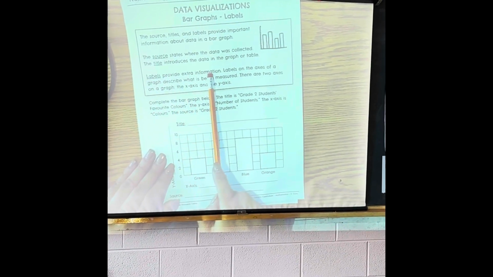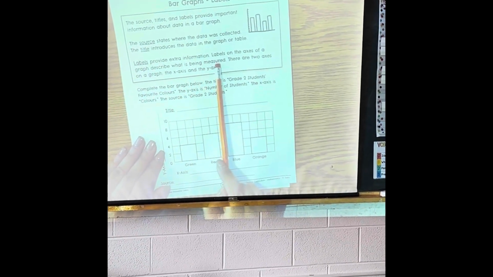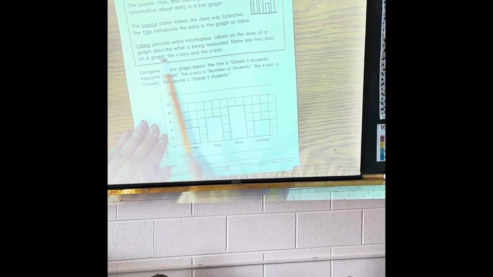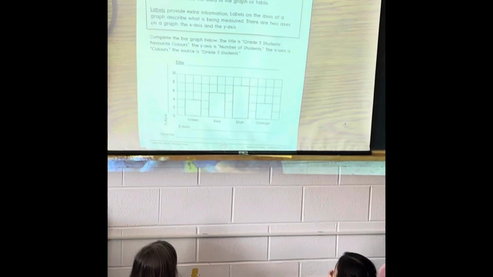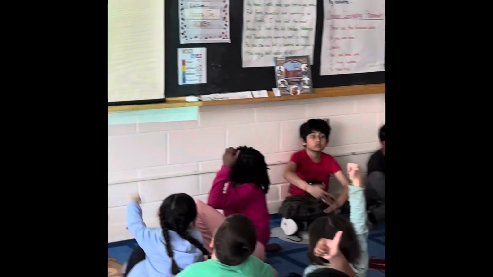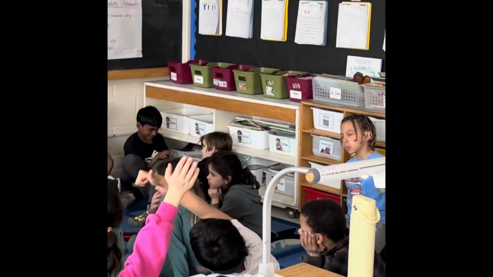Provide extra information. The label on the axis of our graph is described as being like, there are 2 axes on a graph, the x-axis and the y-axis. Do we remember what the X and the Y are? Give a show of hands. Thumbs up if you remember. Okay, amazing. So, let's have another reader.